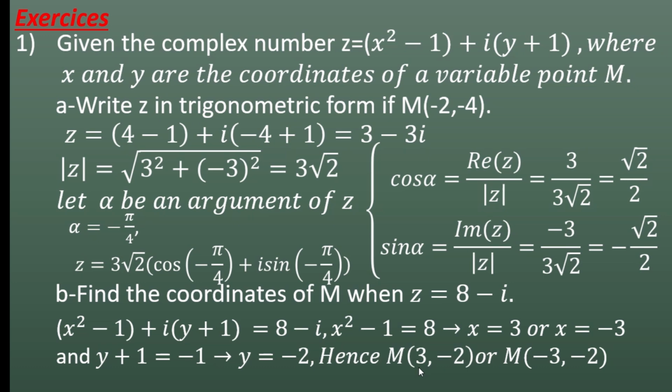Hence the point M has coordinates (3, minus 2) or (minus 3, minus 2), because we have two values of x and one value of y: (3, minus 2) and (minus 3, minus 2).